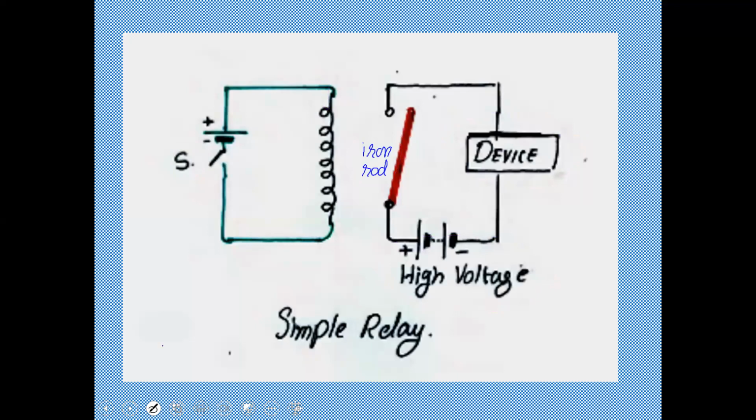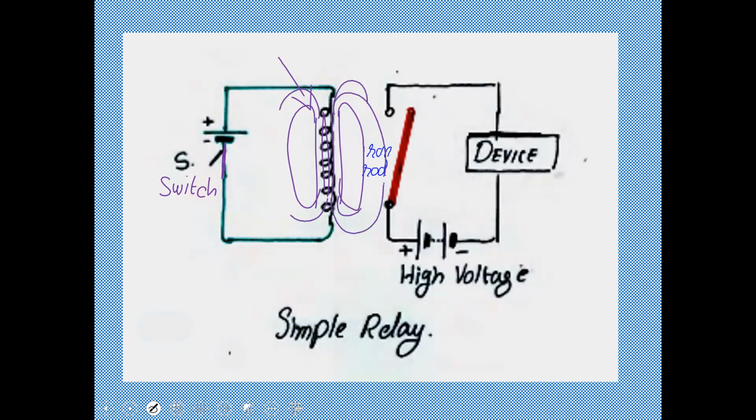You have to look at this circuit. This is a switch, and this is a long solenoid. When you close the switch, you have switched it on. Current passes, and this electromagnet gets energized. It produces a magnetic field which passes through the iron rod.